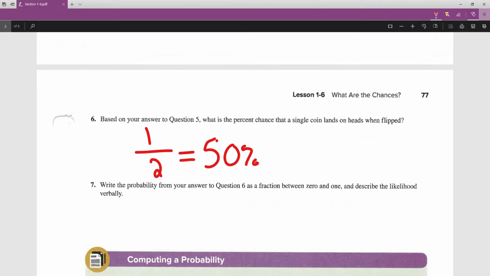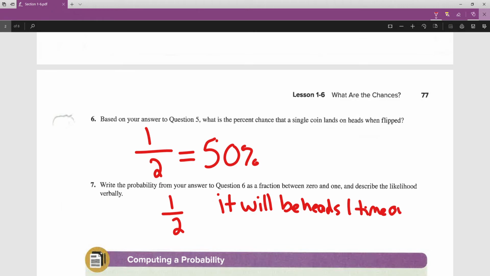Number 7 asks us to write that same probability as a fraction between 0 and 1. So the way I originally had it written is 1/2 is a fraction between 0 and 1. Describe the likelihood verbally. The likelihood is that it will be heads. One time out of every 2.